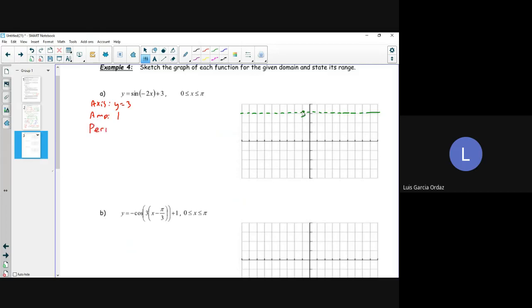And now we have to figure out what our period is. So our period is equal to 2 pi over the absolute value of k, which is 2 pi over negative 2. And what's 2 pi divided by the absolute value of negative 2? Just pi. So our period is pi. So do we have any reflections? Yeah. Which axis? Y. Yep.